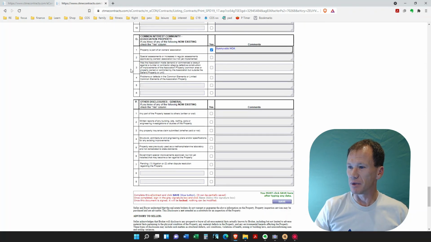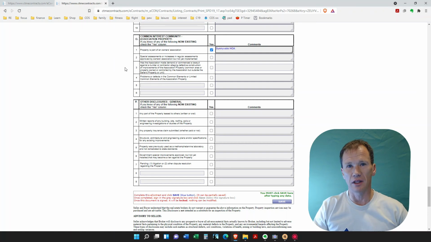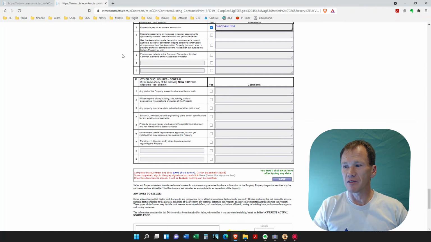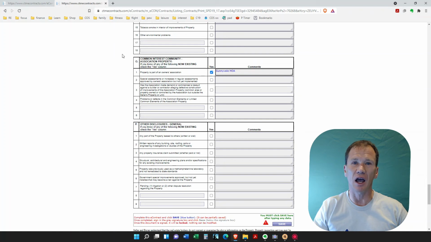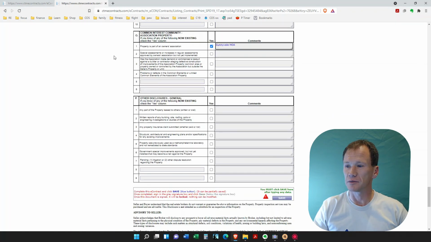Has the association made demand or commenced a lawsuit against a builder or contractor? So again, townhome complex, and they decided they're going to sue the builder because a lot of units are coming up as defective, and if you're aware of that, you need to make your buyer aware of it. Any problems or defects in the common elements or limited common elements in the association property? Especially like a condo, if you're aware of problems with the common elements of the property, you need to check that box and explain.